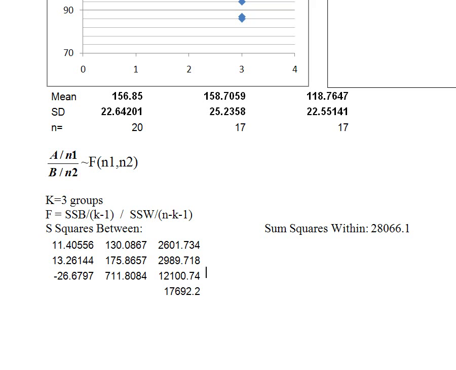And then we also need to divide the sum of squares within by n minus k minus 1. Now n here is the total n for all three groups added together. So we have 20 plus 17 is 37, plus another 17 is 54. So we're going to divide this number by 54 minus k, which is three groups, minus 1. And on the top, we need to divide by k minus 1, which is 2. So we're going to divide this number by 2, and then we can calculate our F statistic.